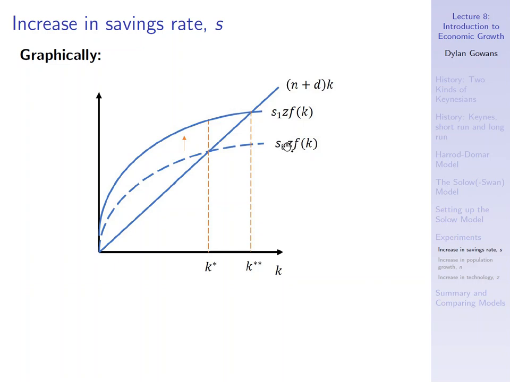An increase in the savings rate shifts up this curve, and you can see immediately what this means. At our former equilibrium, savings, or the addition to the per worker capital stock, is now greater than the amount we're losing to depreciation and population growth. And therefore, little k will increase up until our new equilibrium value, k double star. So we'll now have a new equilibrium value where little k, capital per worker, is higher.